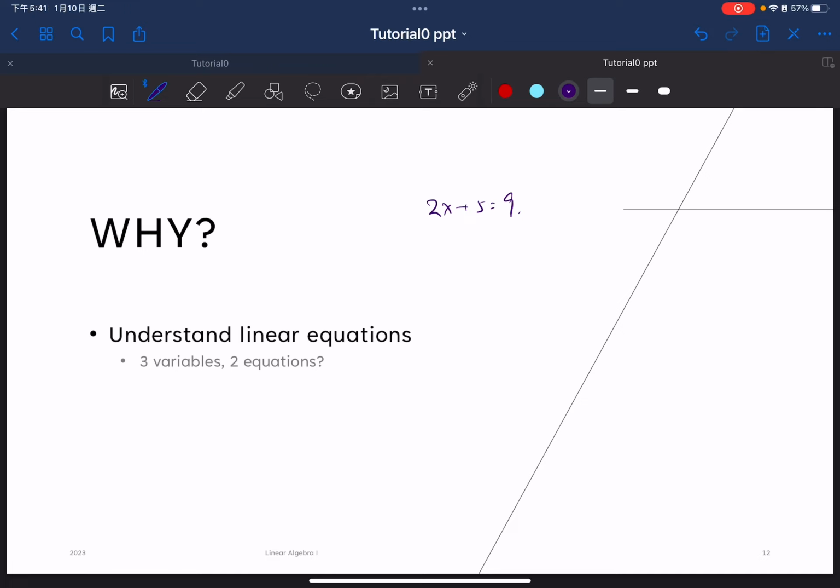It tells us about the general behavior of linear equations. So, for example, if I have three variables like this, and then I have two equations.